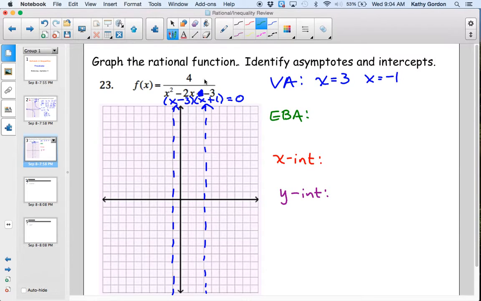So the degree of my numerator is what? 0. Yep, if there's no x, that means the degree is 0. The degree of my denominator is 2. So if my degree on top is smaller, that automatically means y equals 0 is my end behavior asymptote. That's going to go like that.